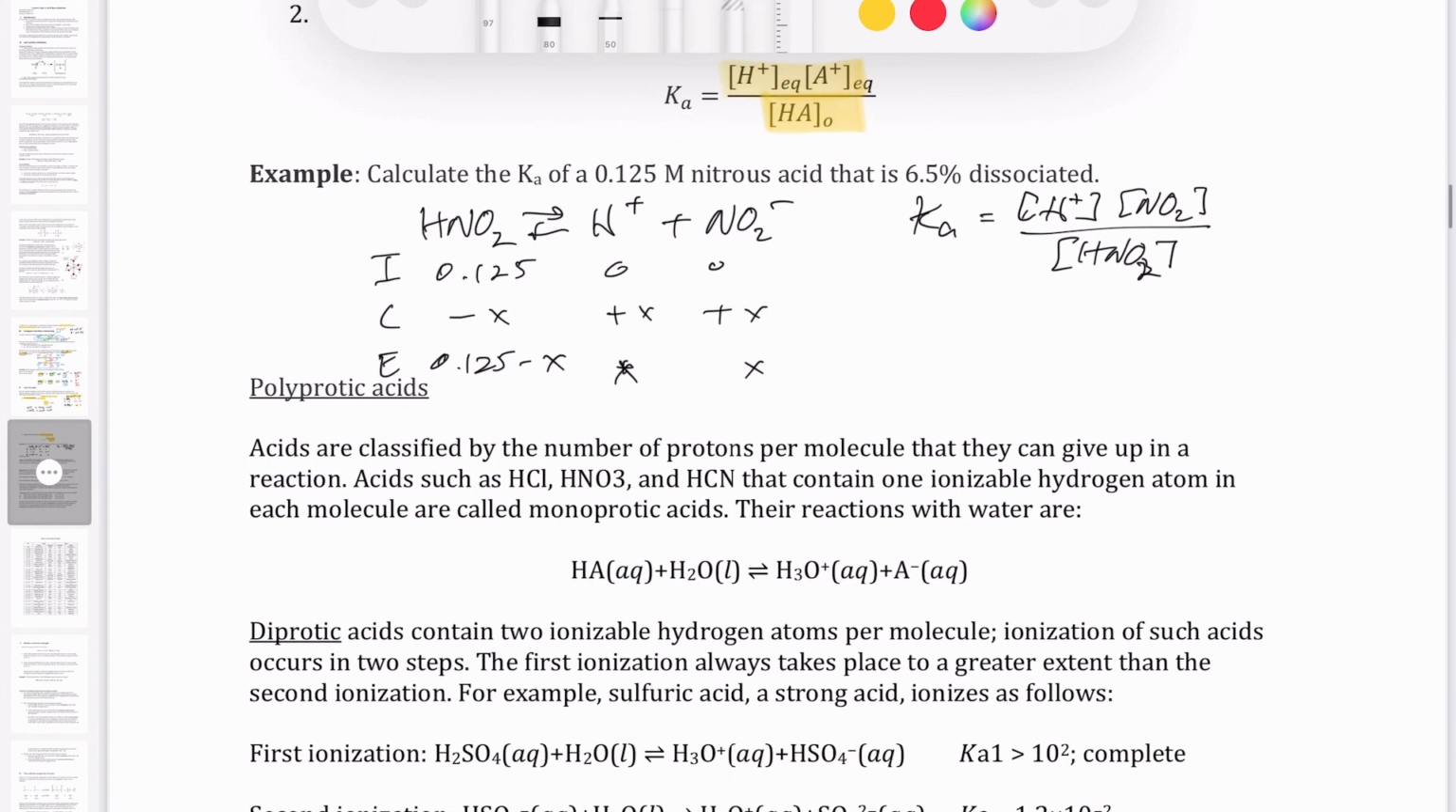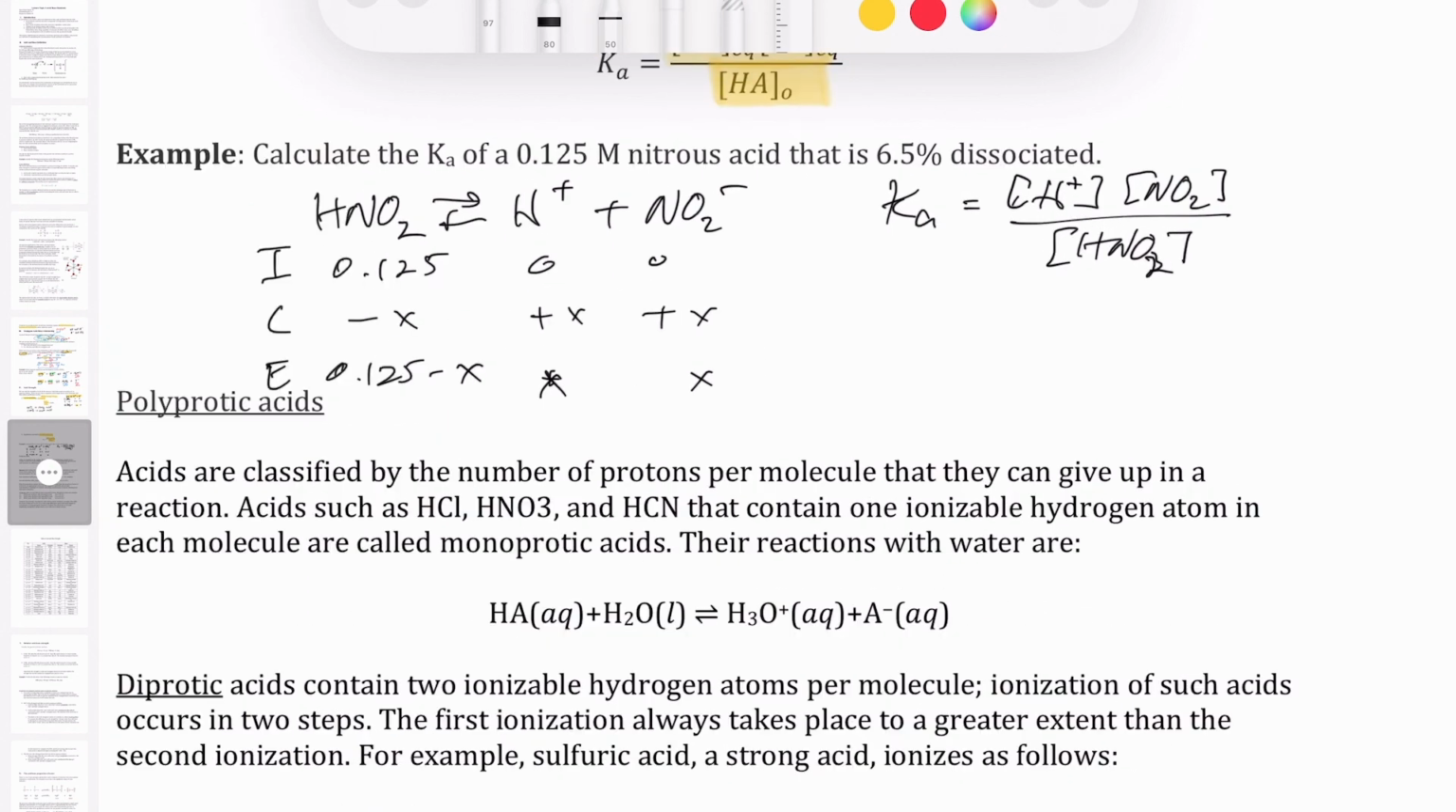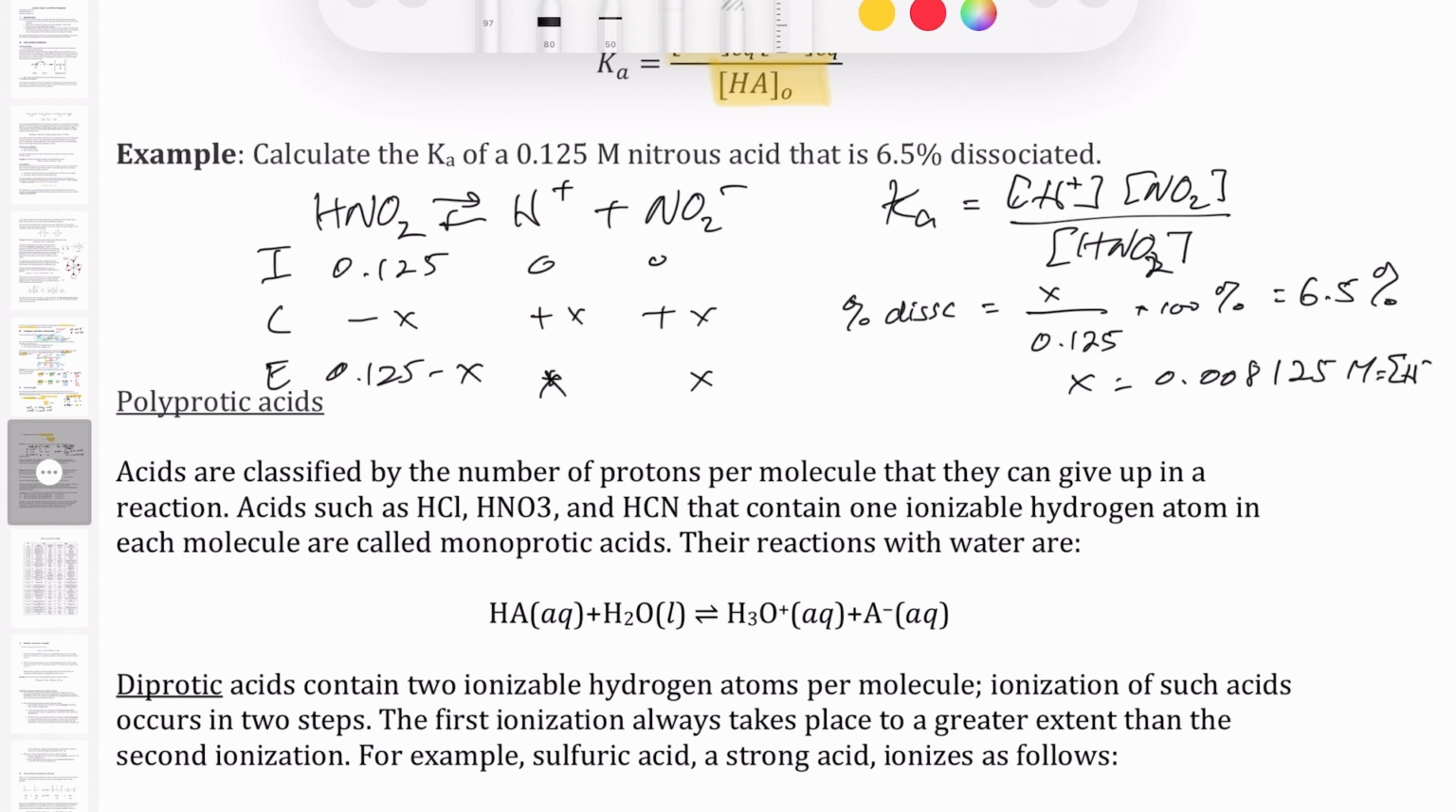We were told that the acid is 6.5% dissociated. Remember that the definition of percent dissociation is the concentration of H plus, which is X at equilibrium, divided by the beginning concentration of the acid, which is 0.125, times 100%, and that's equal to 6.5%. When you have that set up, you can solve for X, which is also the H plus concentration. The X value here would be 0.008125 molar. Again, that represents the H plus concentration.